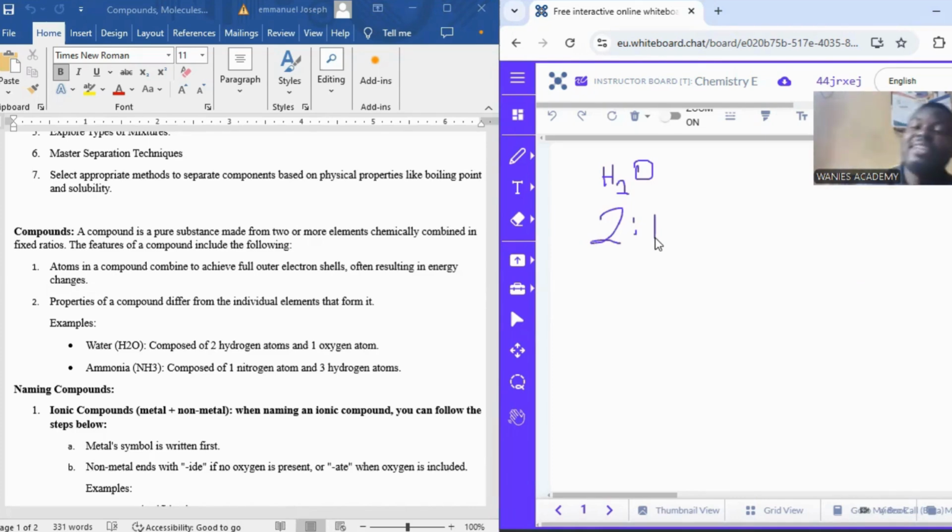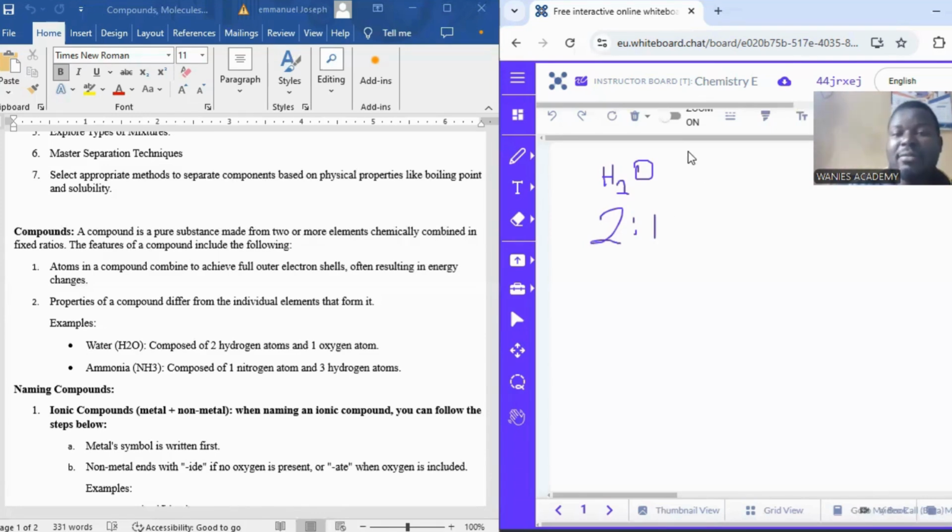So if you have any other ratio different from this, even from the same set of elements, that will cease from being water. So every compound must have two or more elements, and not just two or more elements, it must also have what? Fixed ratio. They must be chemically combined together. These three points make a compound what it is.